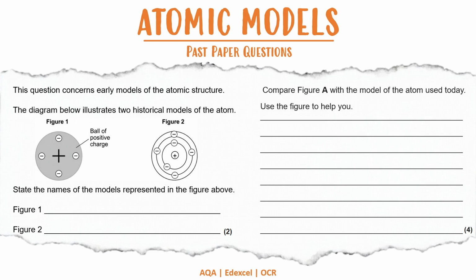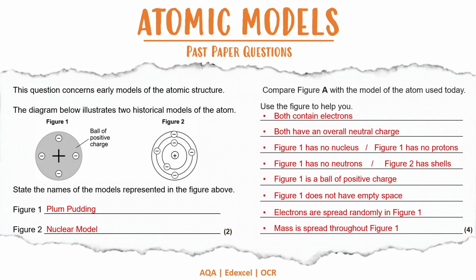Here are the answers to those questions. The first model, figure 1, is the plum pudding, and then we've got the nuclear model. And in terms of a comparative question, you always want to compare one with the other, stating similarities and differences. In this case, both of them contain electrons, and both have an overall neutral charge because they're atoms. Figure 1, however, does not have a nucleus, whilst figure 2 has electron shells. And of course, there are a few more on the screen as well for you to self-mark.